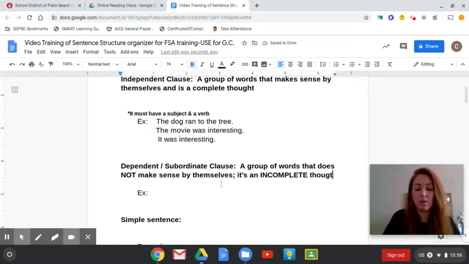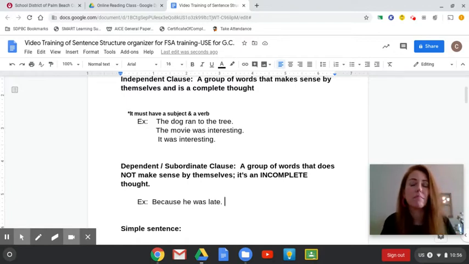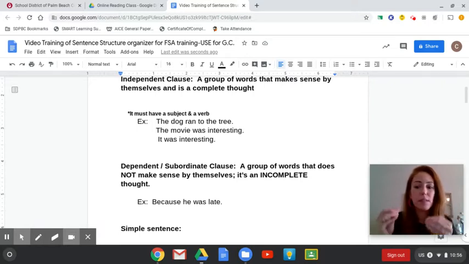Okay, so let me, that's how you spell thought. There, sorry. Okay, so let's give an example. What if I said, because he was late, period. If I just said, because he was late, is that a complete thought? Because he was late. No, that's not a complete thought. That does not make sense by itself. It's not a complete thought. I need to say because I'm starting it with because he was late, I have to have something else. So we're going to put this as our dependent clause example. Write that down. Because he was late.